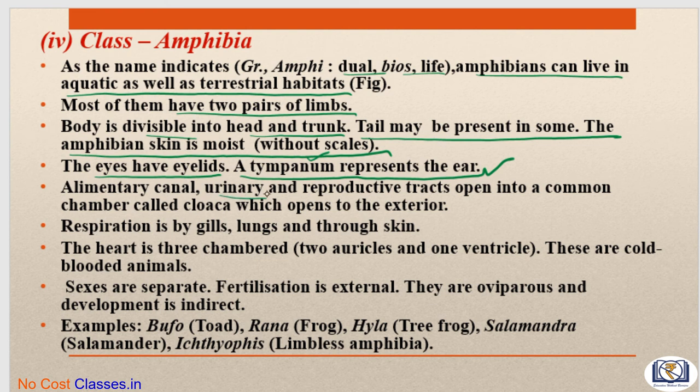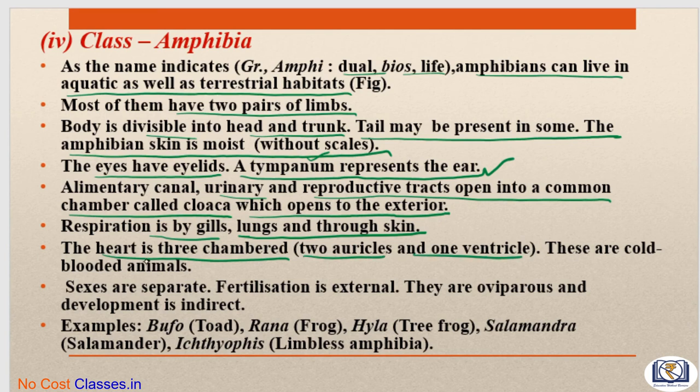Alimentary canal, urinary and reproductive tract open into a common chamber that's called the cloaca, which opens to the exterior. Respiration is by gills, lungs, or through skin as well. The heart is three-chambered, important enough: two auricles and one ventricle. They are cold-blooded animals too. Sexes are separate, the fertilization is external, they are oviparous and the development is direct. Very common examples: Rana tigrina, frog, Hyla, salamander, and other examples as well.